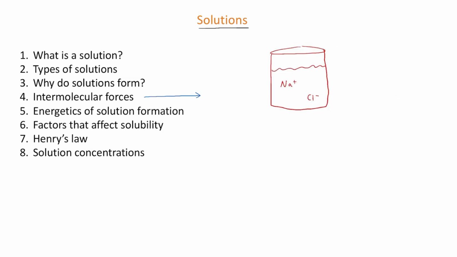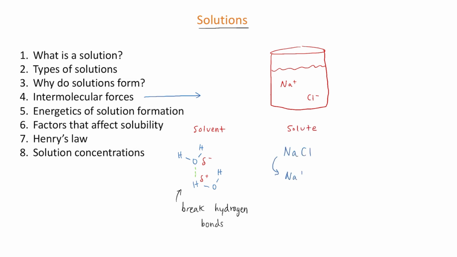For example, let's take a look at our salt water. The solvent is water, and water participates in hydrogen bonding. So in order to separate the solvent molecules, we'll have to break hydrogen bonds. The solute is sodium chloride. That's an ionic compound. So in order to separate the solute, we'll have to break ionic bonds. And then we're going to mix the water with the sodium chloride.